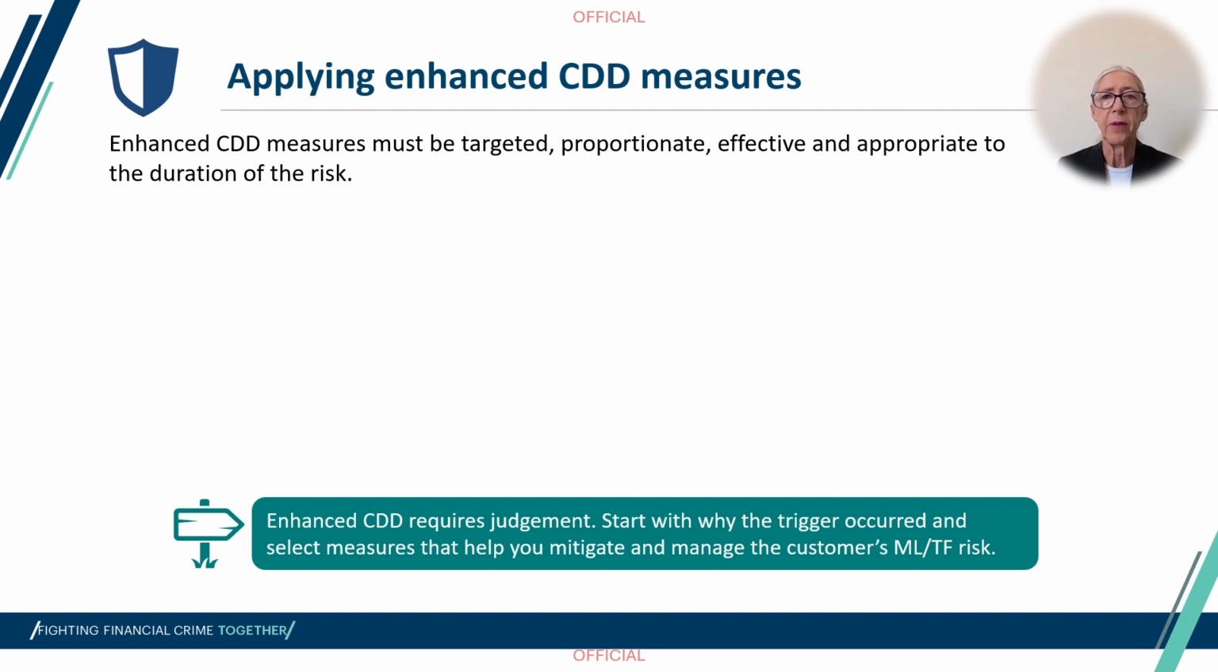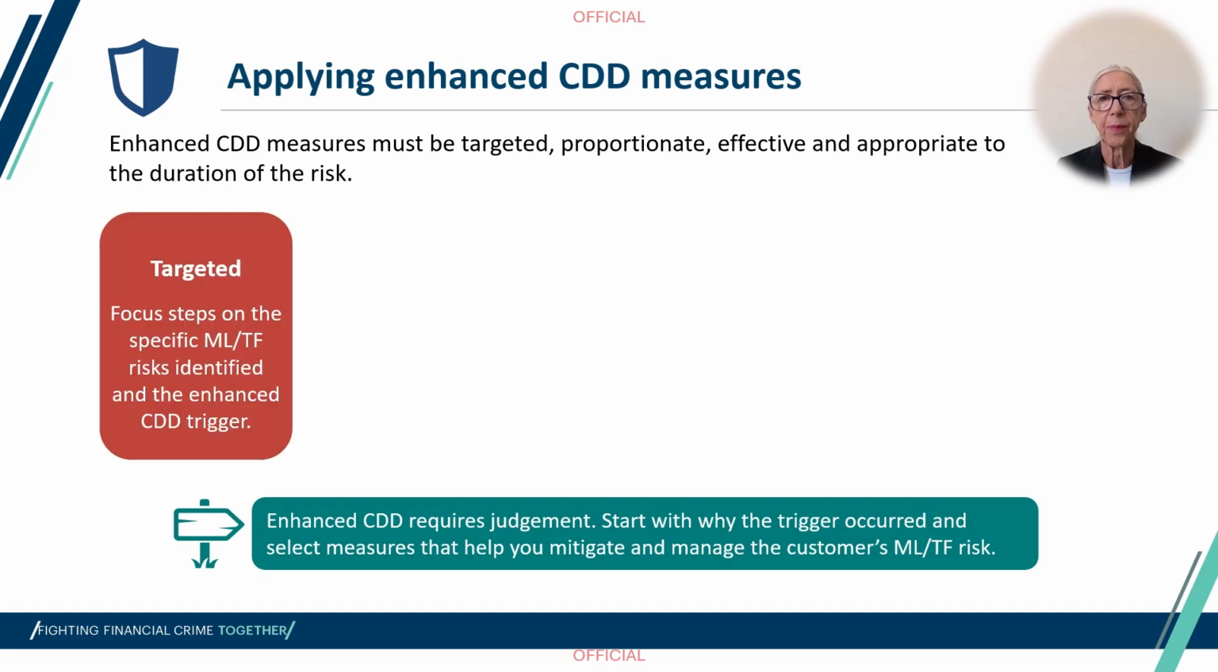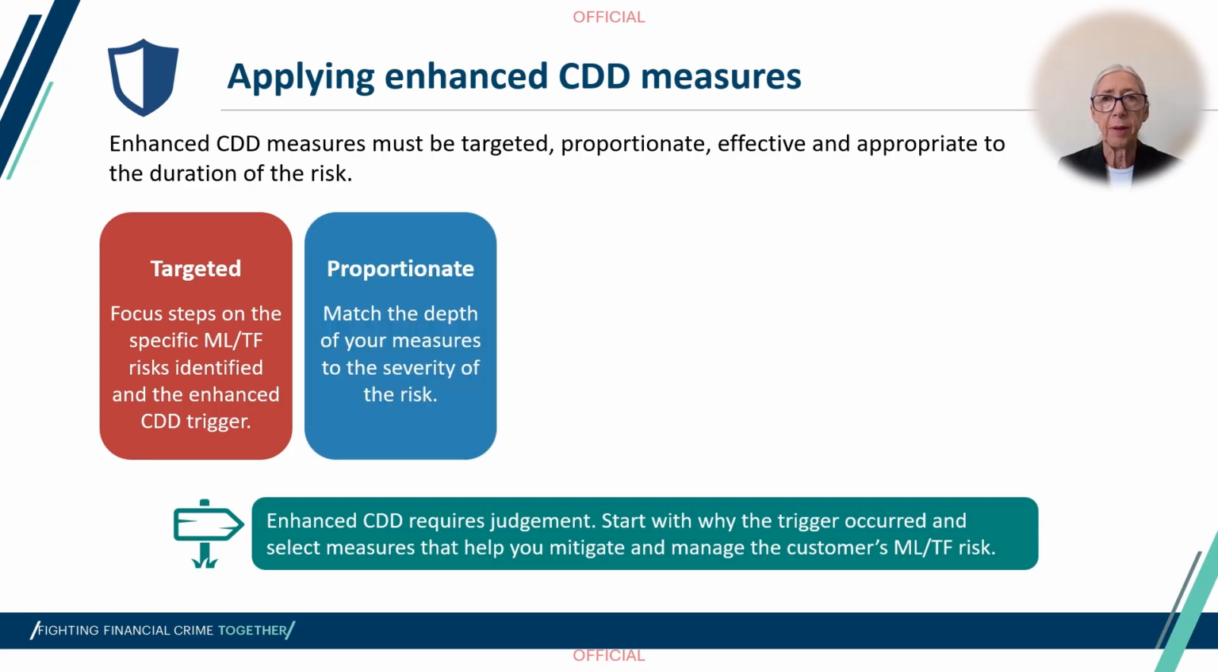All enhanced CDD measures need to be targeted, proportionate, effective, and appropriate to the duration of the risk. A measure is targeted when it addresses the customer's specific MLTF risks. For example, if the high risk presented relates to the customer's ownership structure, the steps you take should focus on clarifying who is involved and how they control or benefit from the customer. A proportionate measure is one that matches the level of MLTF risk you've identified. Not all risks are the same. Some may be managed with simple steps, while higher risks will require more detailed and intensive action.